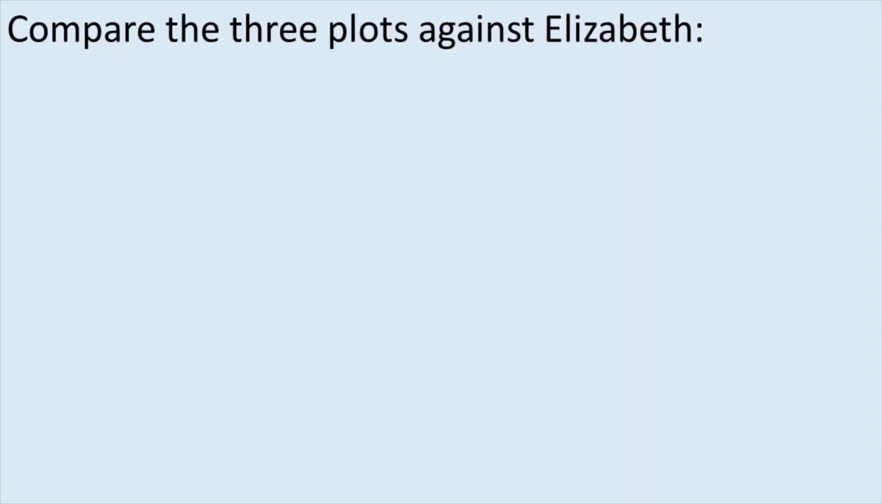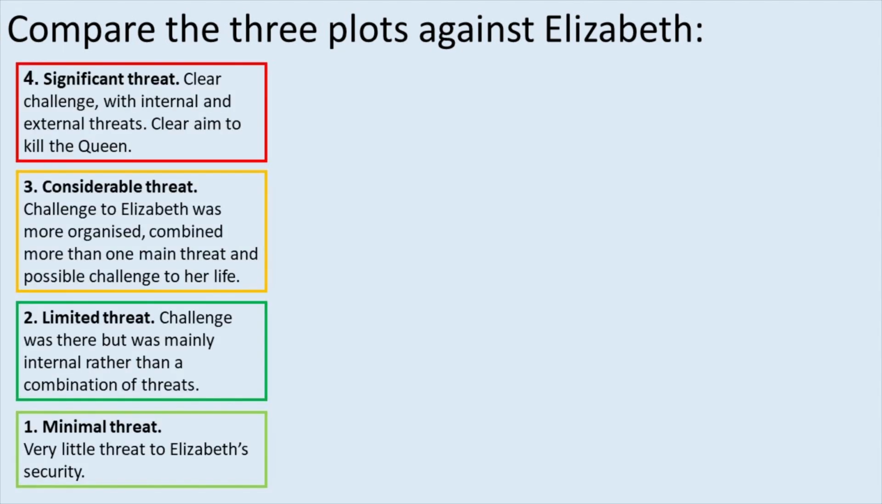We're now going to think about all three plots together. You don't need to copy any of this out, just use what's on the screen to help you think about the significance of each plot. Using the same threat levels that we've seen before, just think for a moment. How much of a threat was each plot against Elizabeth? You might want to take the following things into account.